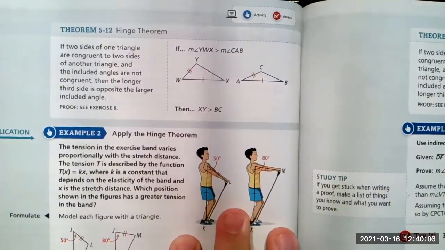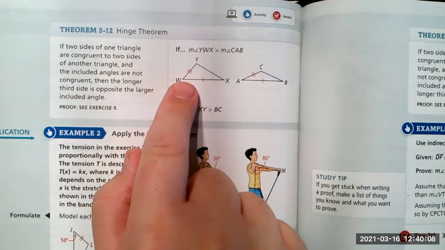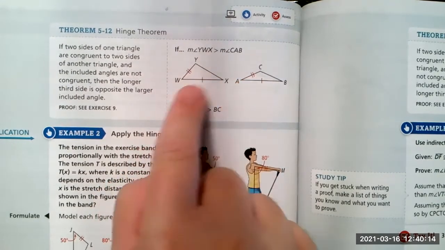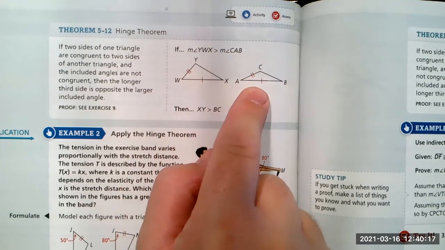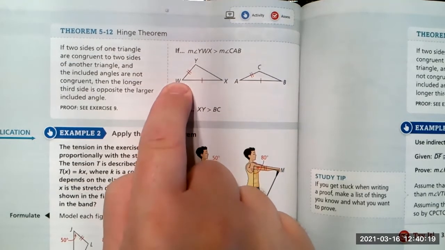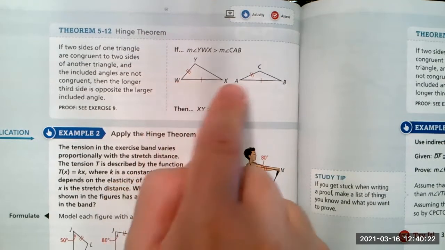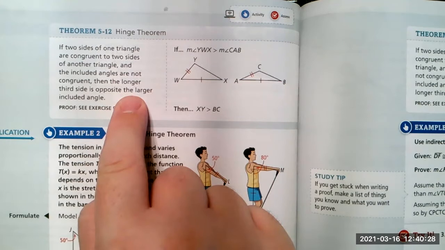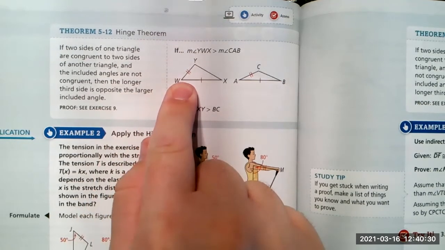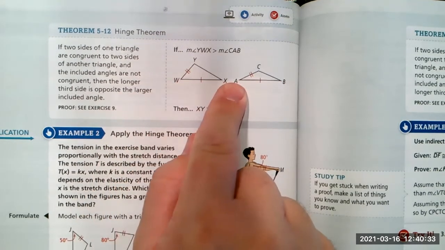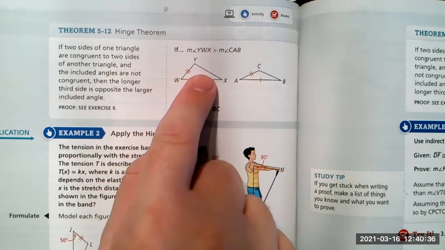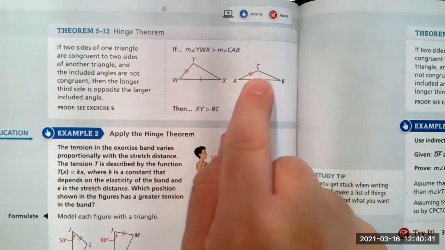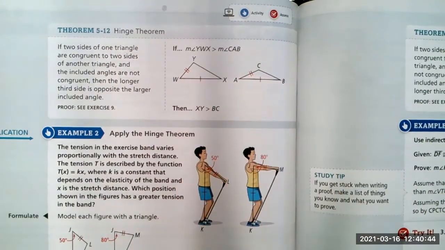So here's the thing right here. If two sides of one triangle are congruent to two sides of the other, so WY is congruent to AC, WX is congruent to AB, and the included angles are not congruent, so angle W is not the same angle as angle A, then the longer third side is opposite the larger included angle. So let's say angle W is a larger angle than angle A, then that means the side that's opposite angle W, XY, is going to be a longer side than the side that's opposite angle A, BC. So that's what they're talking about.